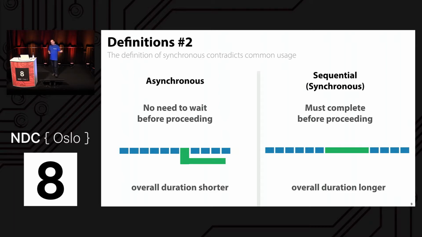Versus sequential or synchronous. It's interesting that the word synchronous, which is obviously the opposite of asynchronous, in common day usage, synchronous means doing multiple things at the same time. But us computer people have inverted that meaning to mean doing exactly one thing at the same time. So we've kind of screwed up our linguistics a bit here. But it essentially means we must complete something before proceeding. And of course, then the overall duration is longer.